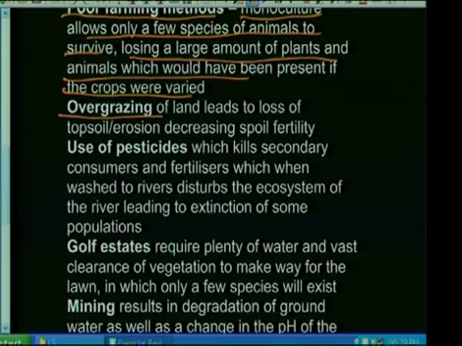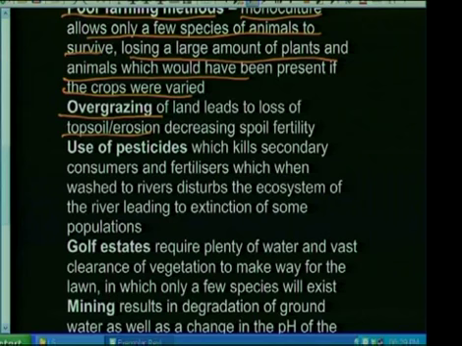Overgrazing, another huge impact that we have. So farmers just put their cows and their cattle and their sheep and everything to overgraze on the land. And that leads to loss of the topsoil. And this then will promote erosion. And this will decrease, not spoil, that should be soil, not spoil, but soil fertility. That P shouldn't be a tick, by the way.